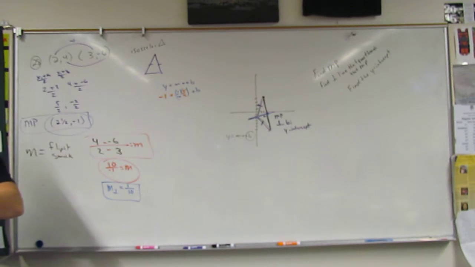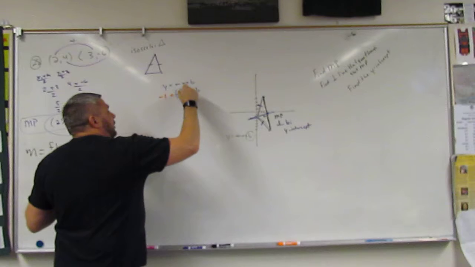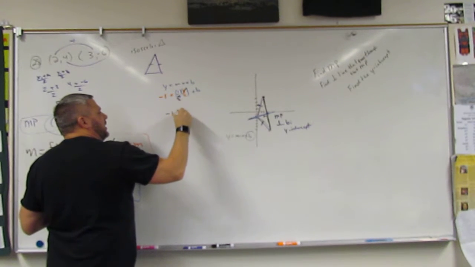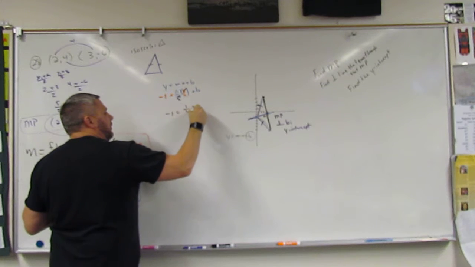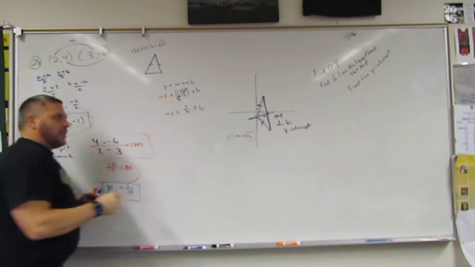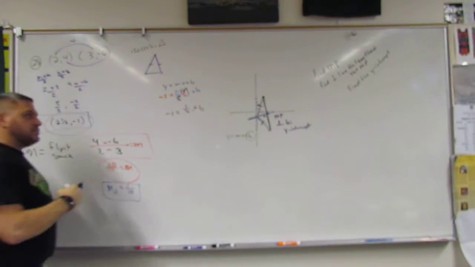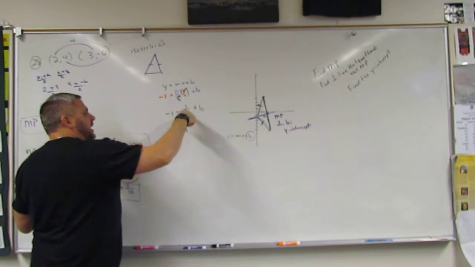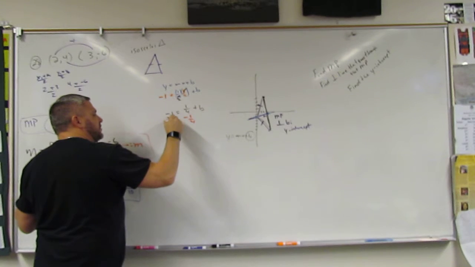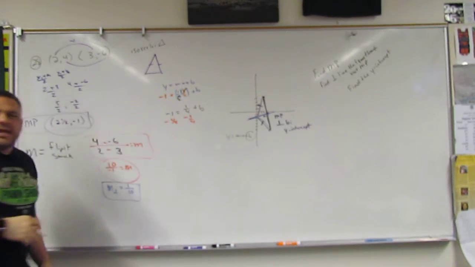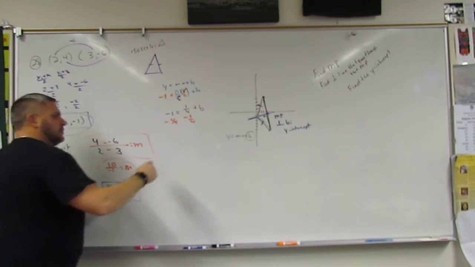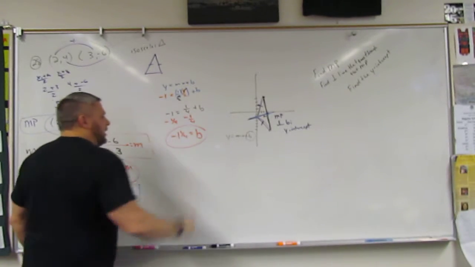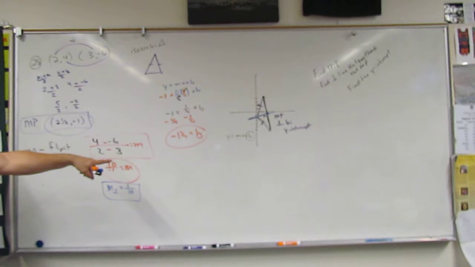All right, so cancel it out. 5 goes into 10 twice, right? That's 2 times 2. So negative 1 equals 1/4 plus b. So what am I going to do? Subtract 1/4 from both sides. And what's negative 1 minus 1/4? Negative 1 and 1/4. So that's my b.